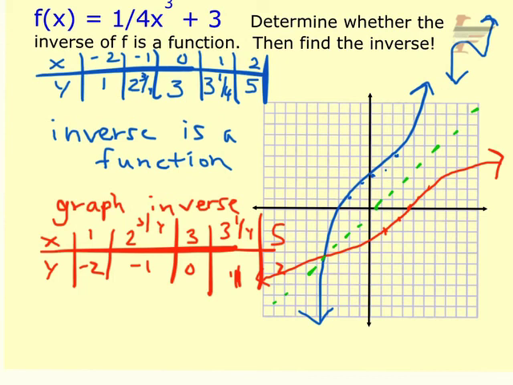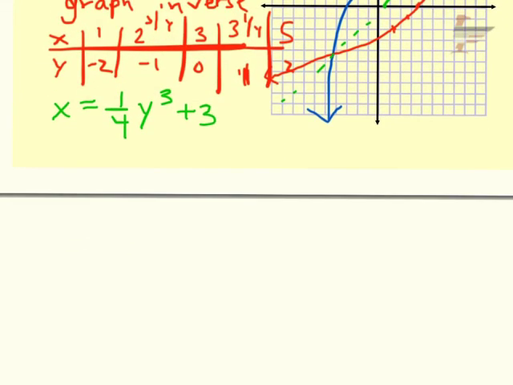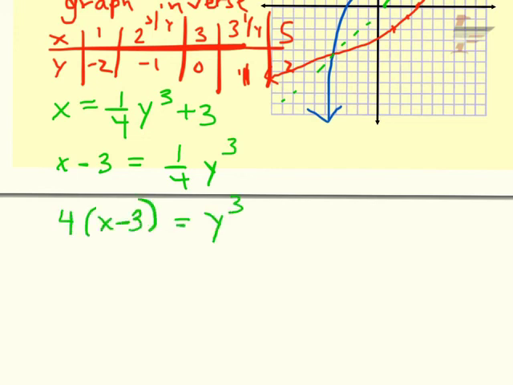It also says to find the inverse, so just real quickly, if I switch x and y, and then I'm going to slide this up, so I would subtract 3, and then I'm going to multiply by 4, and be careful, it's 4 times that quantity, and then I'm going to cube root it. So it's going to be the cube root of 4x minus 12 if I distribute that 4 through, and I don't need a plus or minus because it's a cube root.